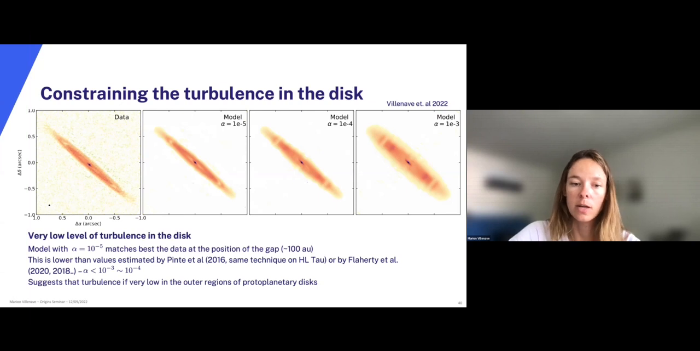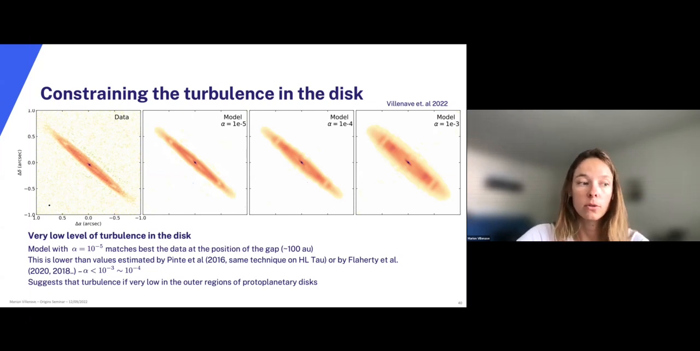So this is a very low value, which is much lower than the value estimated by Christophe Pinte on HL Tau, or by Kevin Flaherty on other systems using the gas. Altogether, this suggests that turbulence is low in the outer regions of protoplanetary disks, which also is interesting and has implications for planet formation.